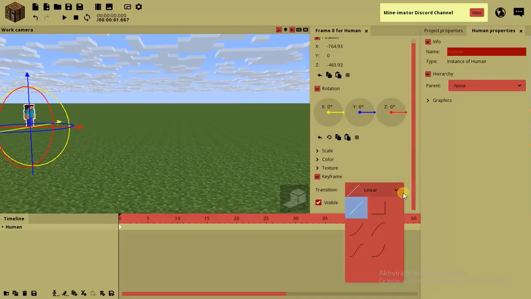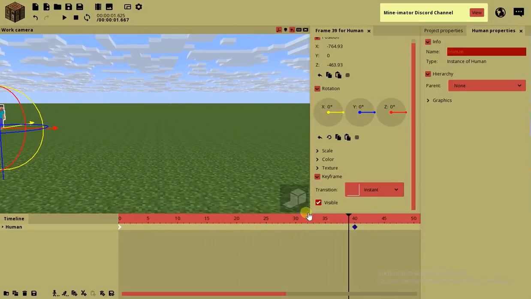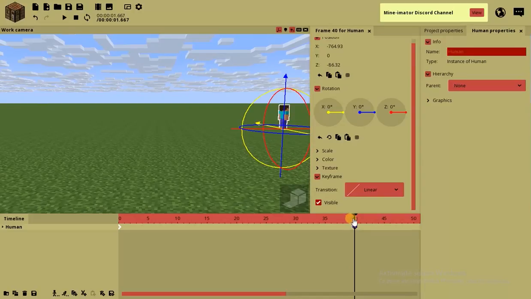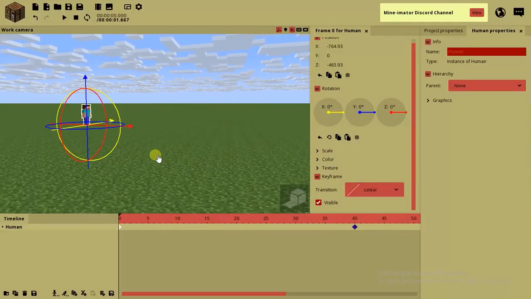Now, let's say if I move it to instant. Wait, instant. Nothing's gonna happen until he's already there, because the movement is instant. He just appears there when the keyframe actually takes place. So let's say this is linear. He's moving at the same speed.